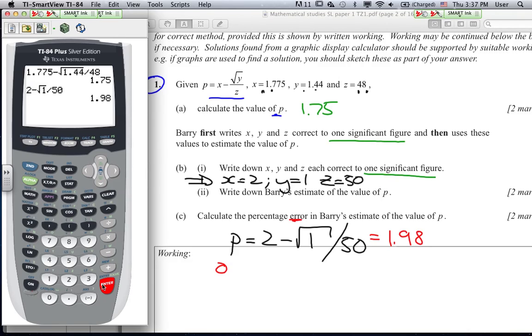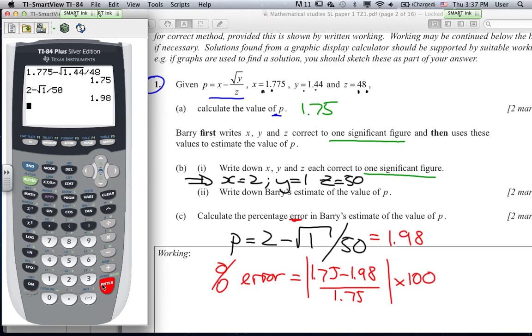So for the percentage error, you do the absolute value of it, so you don't have a negative sign, and you do the actual value, which is 1.75, minus 1.98, divided by 1.75, and then you times it by 100. So you put that into our calculators.